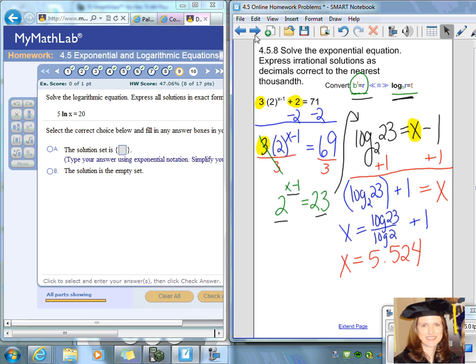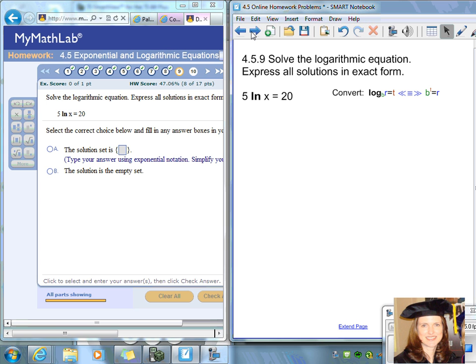Okay, let's look at number 9. All right, for this question, we have a logarithmic equation and we want to solve it. And we do that by converting to exponential form. Now, if we have an equation written as one logarithm, a base, an argument, equals an exponent, then we can convert it. But we have this 5 out in front.